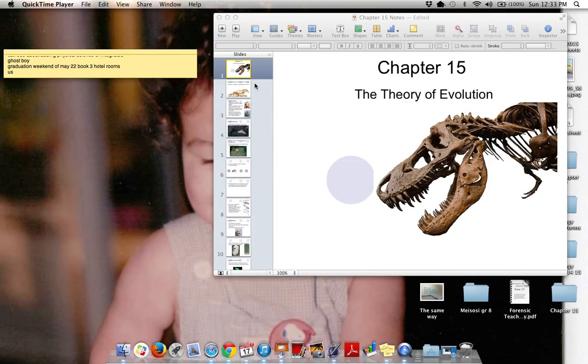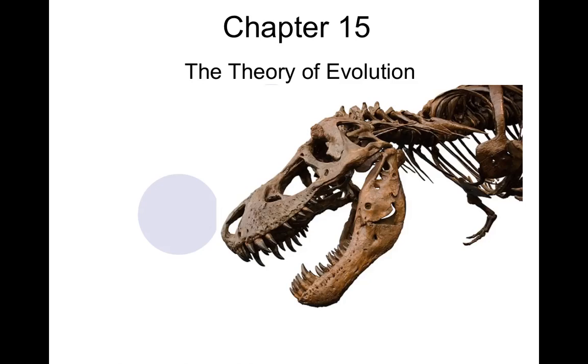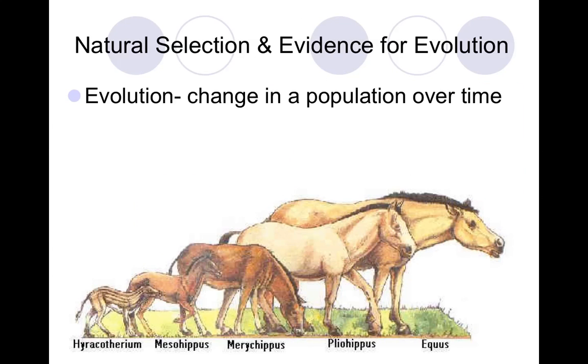All right, let's get started with our Chapter 15, Theory of Evolution notes. Now remember that evolution is a change in a population over time, not an individual, but a population. So populations evolve, not individuals, and that's important for you to know and understand, not only for this, but for the test. This picture here shows the changes of the horses, just like we had done in that activity and in that video that we watched.